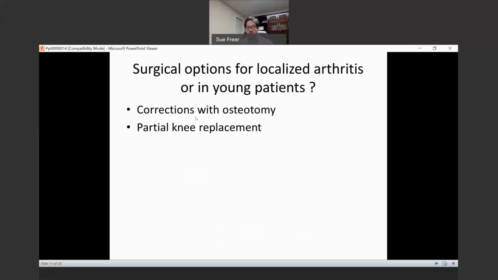You could do corrective osteotomy. So if the patient had a deformity, you could unload the joint to minimize the pain and give him some time and hopefully also cure his disease. If not, then a partial knee replacement in some indications also can be helpful.